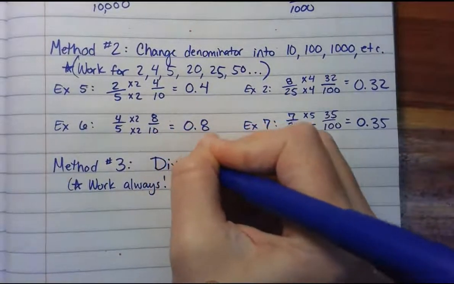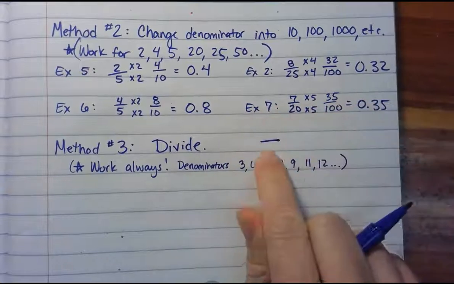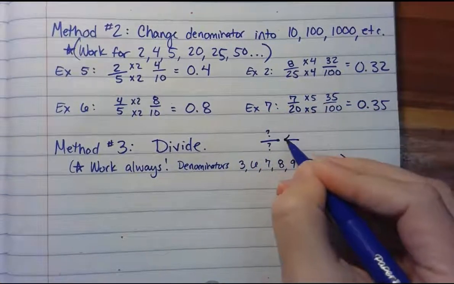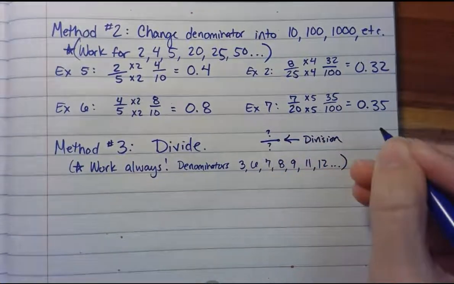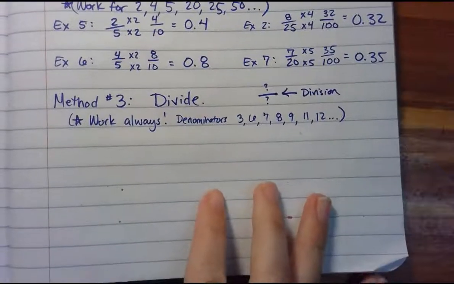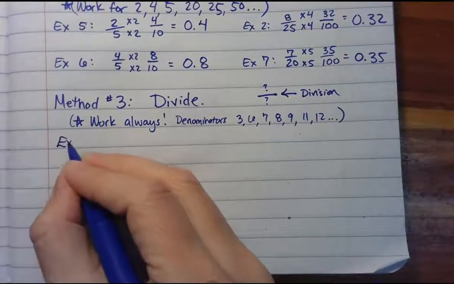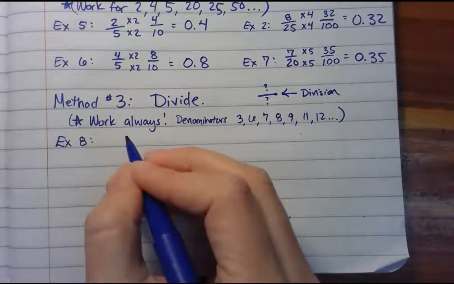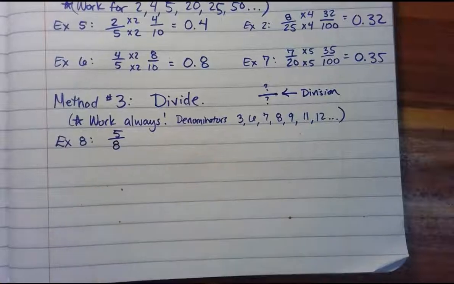It's to divide. Because here's what we know about fractions. If you think about a fraction, it is a number over another number, and that symbol right there in the middle means division. A fraction by definition is something that has been divided up into a lot of pieces. And so when I see a fraction, we are going to divide. So example number 8, we're going to look at a fraction. Let's look at 5/8.